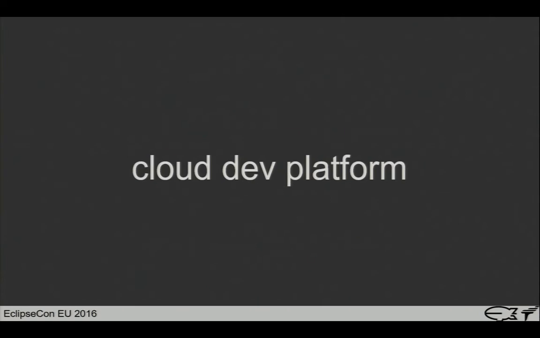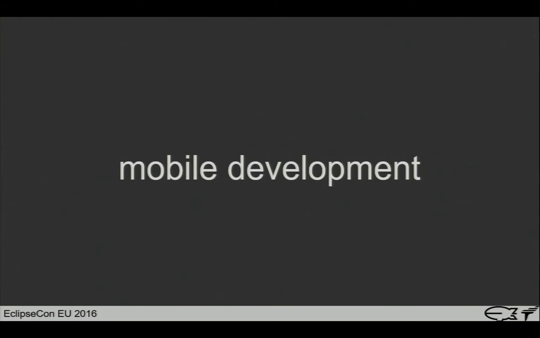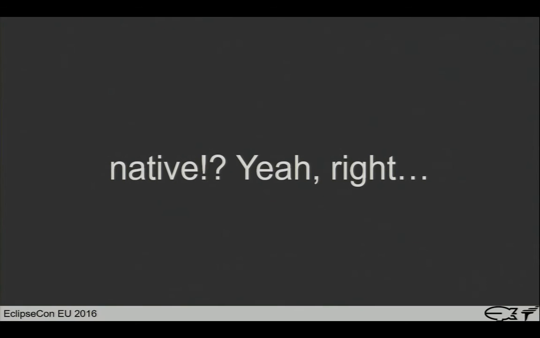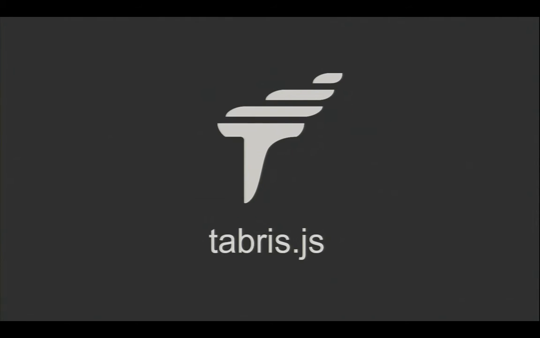So simply put, Eclipse Dirigible is a cloud development platform that provides the tools needed for you to develop your applications super fast. And to top that all off, it supports mobile development in the cloud, and it supports developing mobile applications for all major platforms, and it provides native widgets, UI, look, and feel. And it does that by using Tabris.js, the framework for developing native mobile applications using JavaScript.